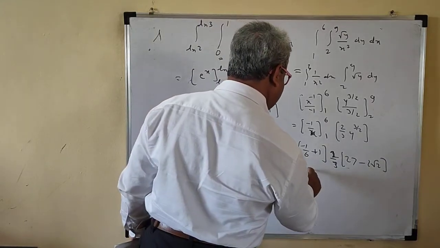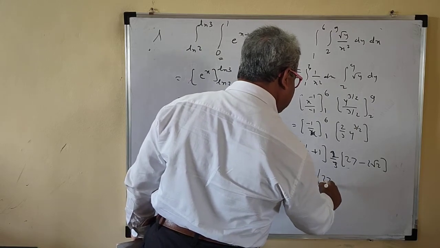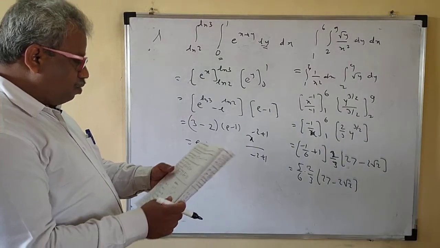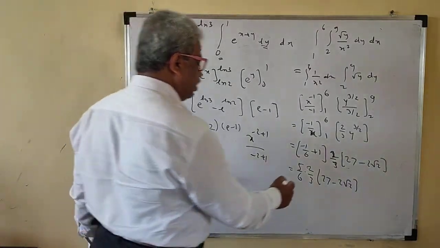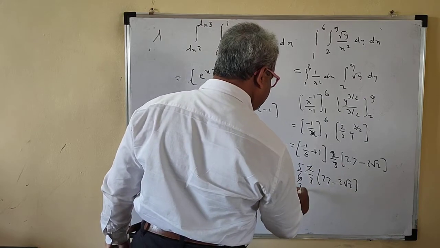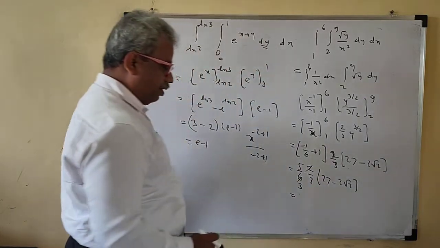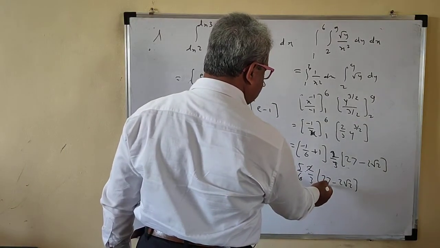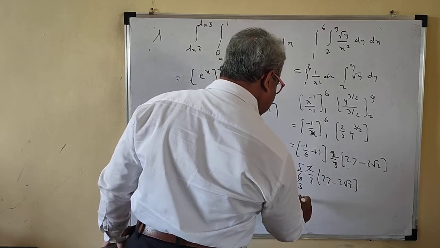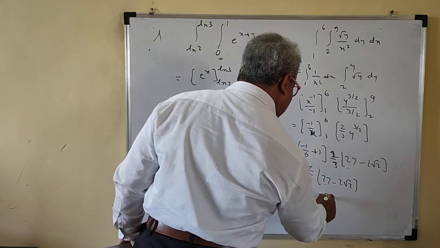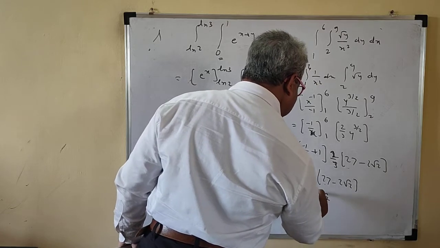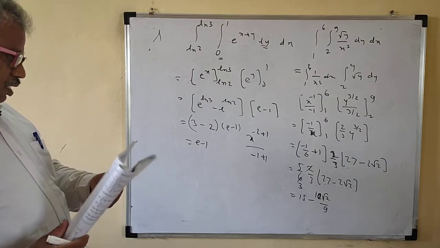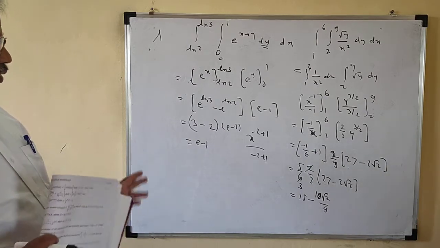5 by 6 into 2 by 3 into 27 minus 2 root 2. So if you want to simplify, you can simplify this. This is 3, then this is 9. So 9 into 3 is 27, so that means 3 remains here. So this is 15 minus 2 root 2 upon, so this is 10. This becomes 10 now. 10 root 2 upon 9. This will be the answer. Okay.